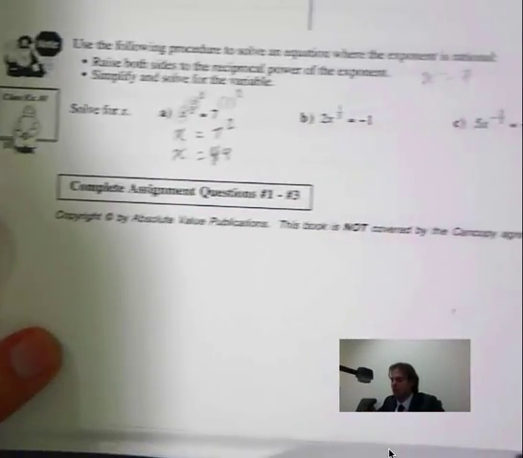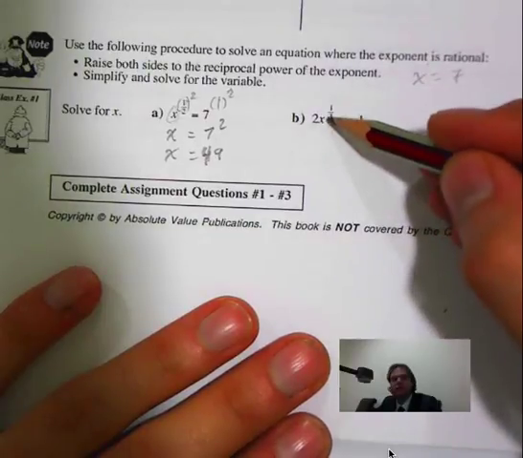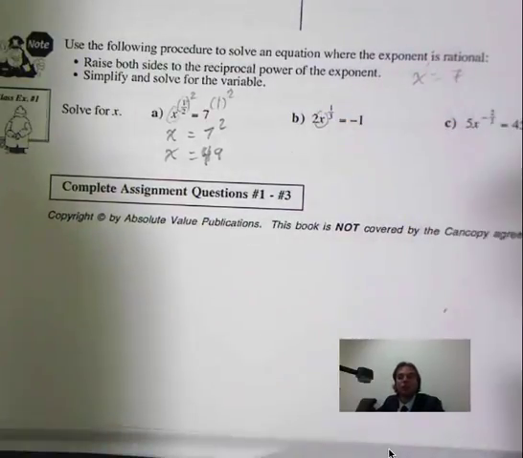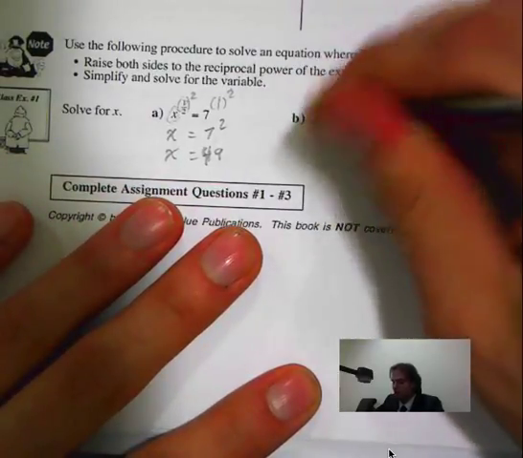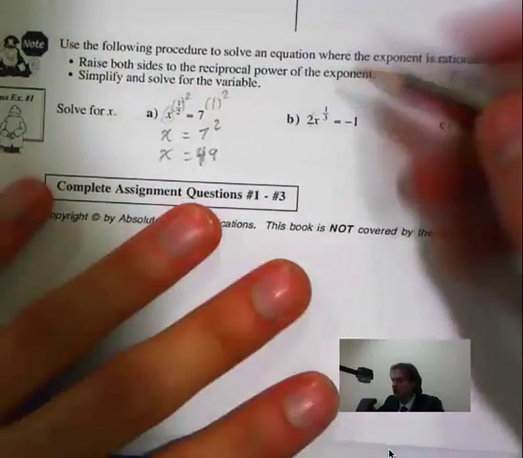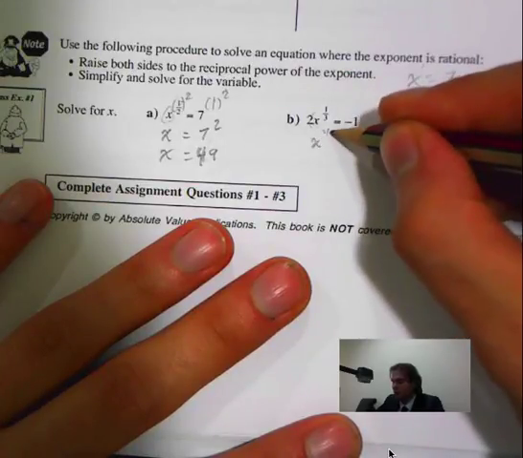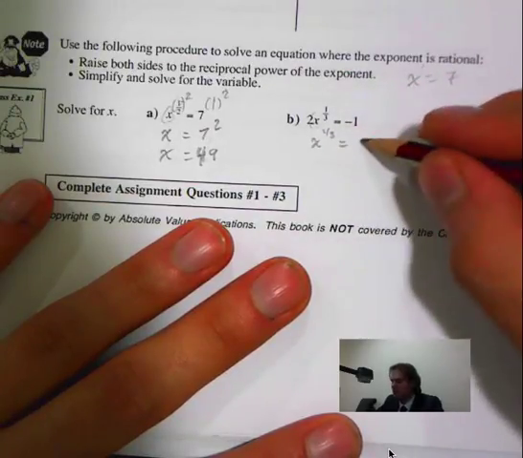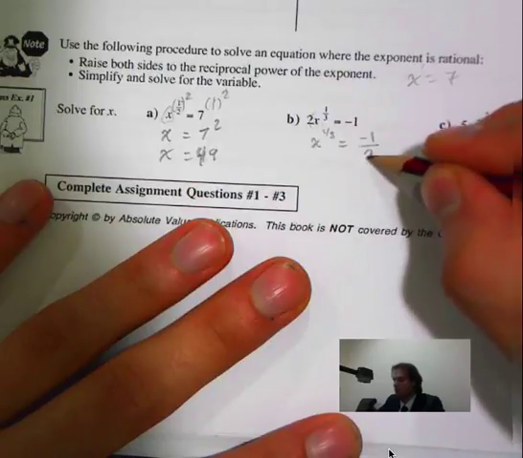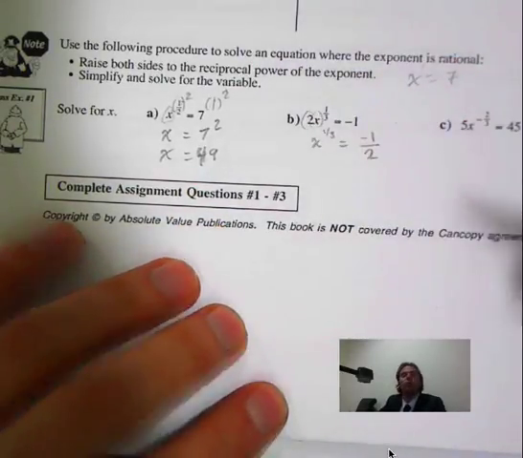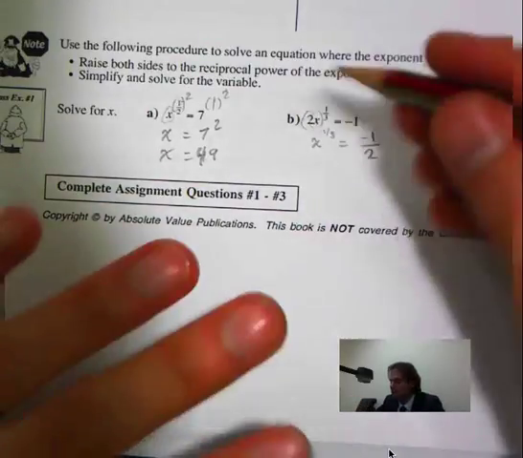We're going to try it again with this one here. If I look at this one, the only thing to the 1/3 is this x. The 2 isn't to the 1/3, so I'm going to move this 2 over. So I'm going to have x to the 1/3, I want to isolate for my x, is equal to -1 over 2. If it was in brackets like this, 1/3 would be to both, but it's not in brackets, so it's only to the x.